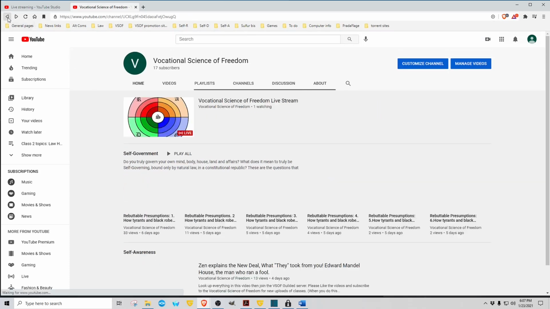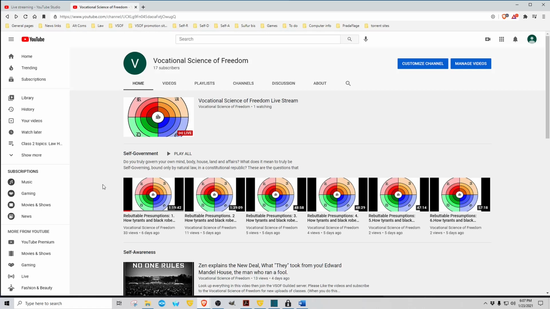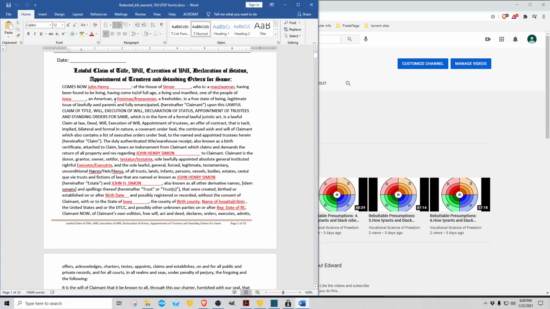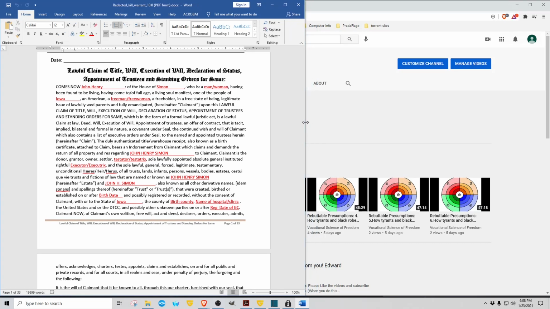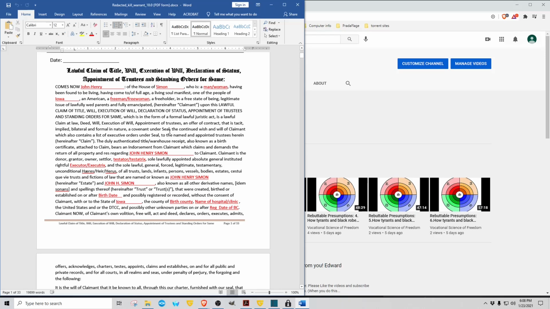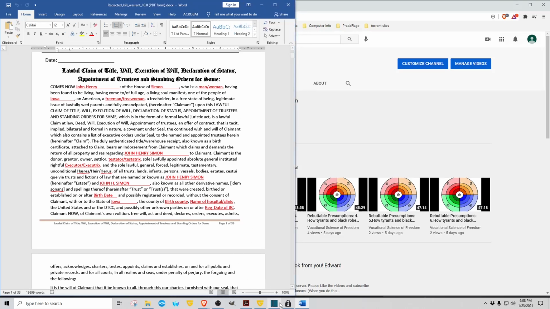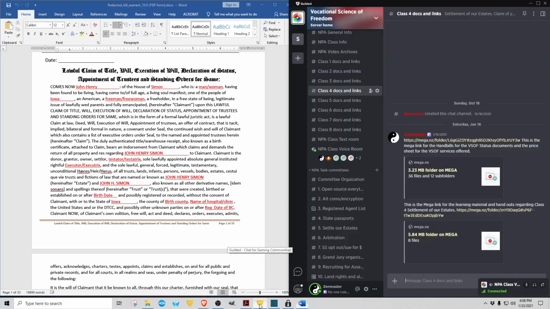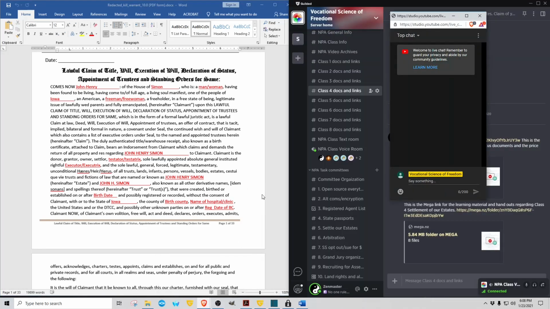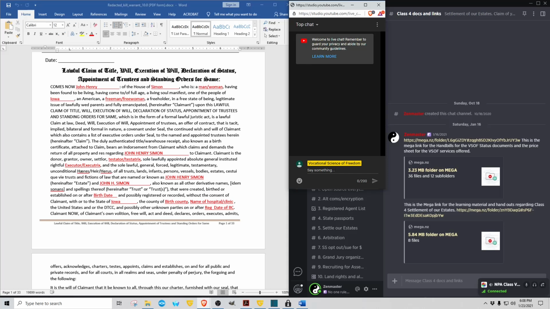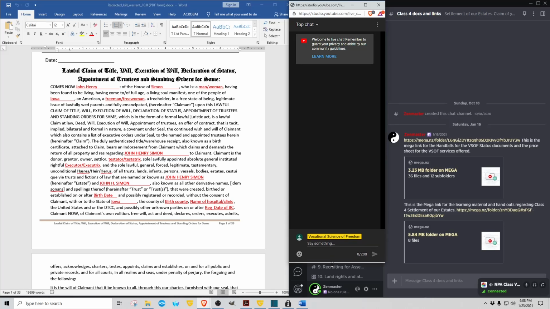And tonight we'll be covering the status docs from the standpoint of binding arbitration. What we're going to be covering is a part of the kill warrant, which is what we affectionately call a very long-winded title of a document: lawful claim of title, will, execution of will, declaration of status, appointment of trustees, and standing orders for same, which is just one of the Vocational Science of Freedom status docs. I'll show you the process for doing binding arbitration against a trustee who has agreed to enter into contract when you serve them with this particular document.